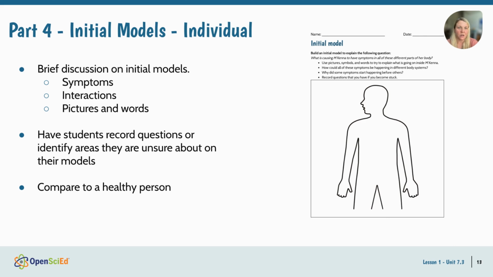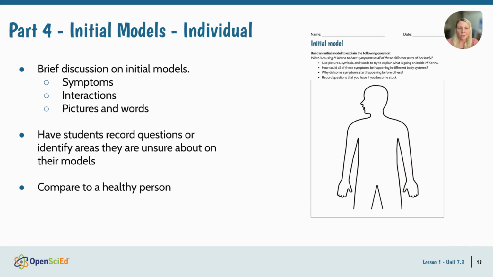This is where the students are asked to create their initial models. To help support students with getting started in writing their actual models, you might want to decide together on some of the items that they should be including in their models.